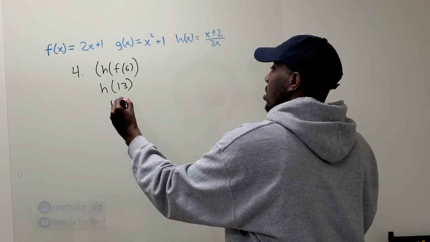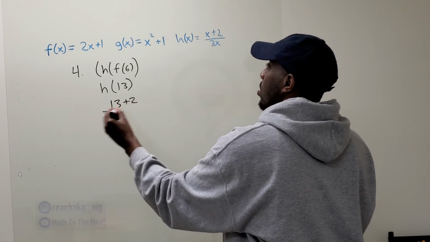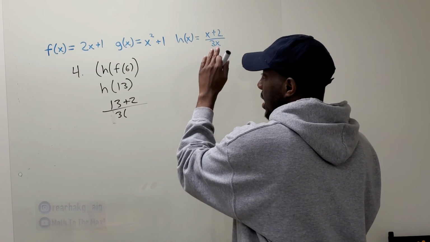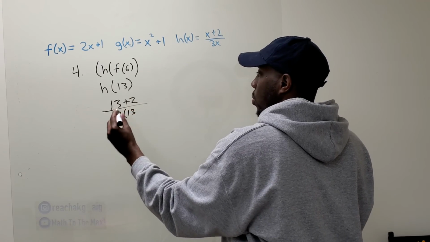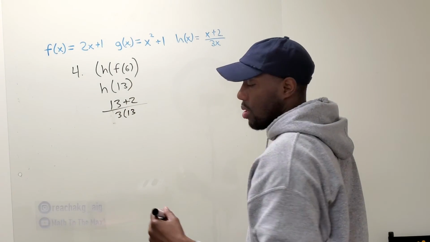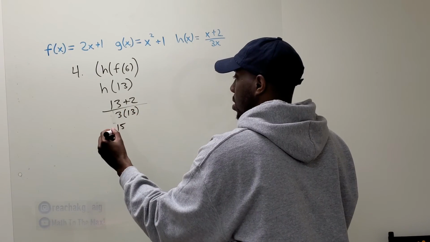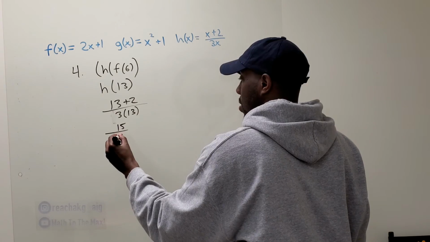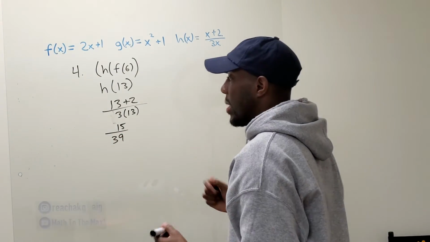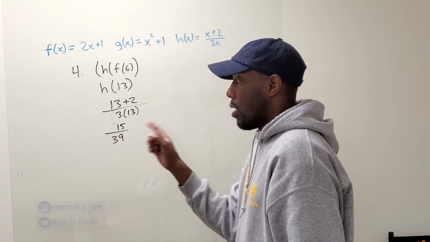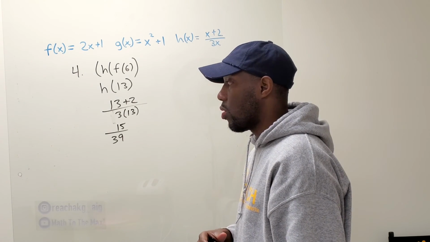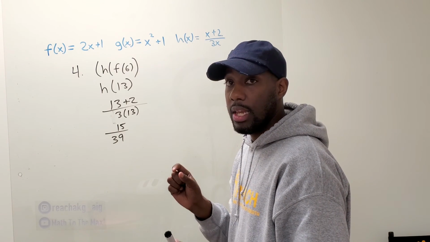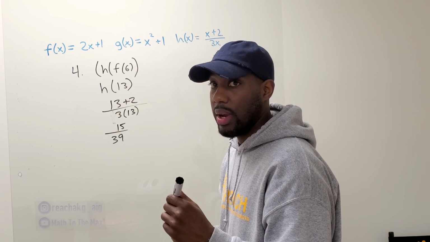So 13 plus 2 over 3 times the 13. All right, what's 13 plus 2? It's 15. And then 3 times 13, that's 39. And then you simplify your fraction if you can. Now remember, a good calculator to use online is the decimals one. If you type in 15 divided by 39 and then go to the little circle, you'll see the fraction, and it'll simplify it for you.